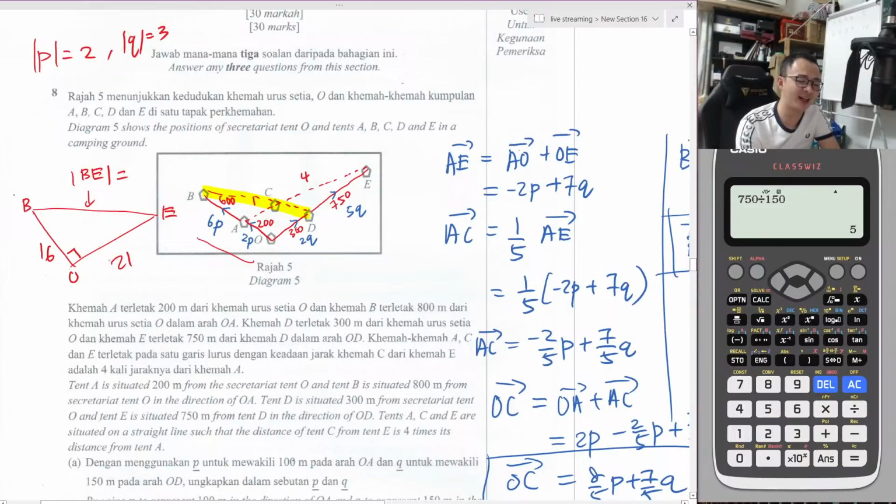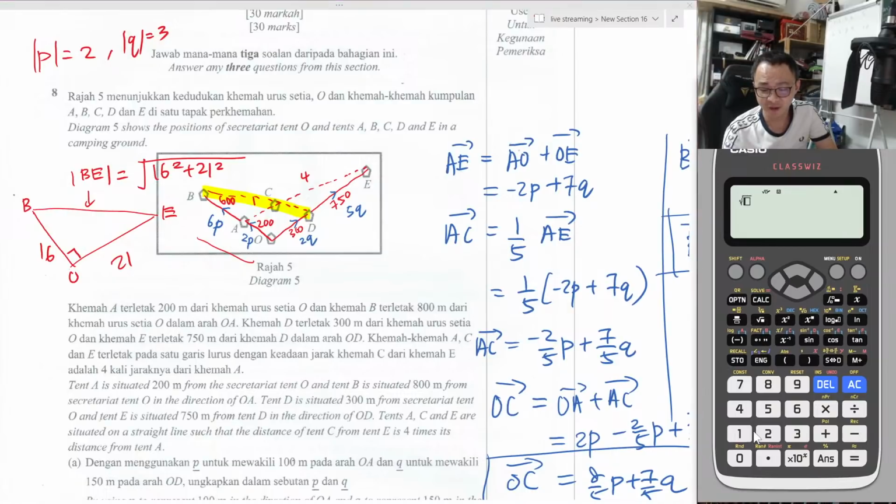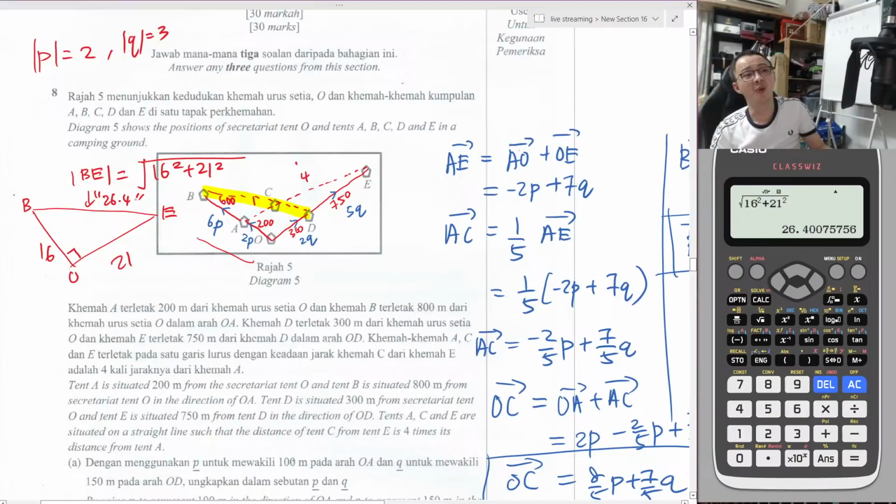And I'm going to find the length of BE. It's basically a right angle triangle, so we can use Pythagoras. So it is the square root of 16 squared plus 21 squared. Alright, I will get the final answer of 26.4. Or maybe I write it somewhere at the bottom: 26.4 is my final answer. This will be the length of BE.